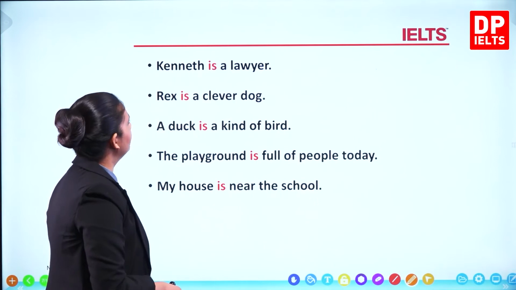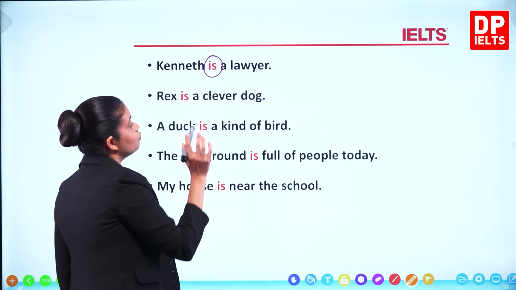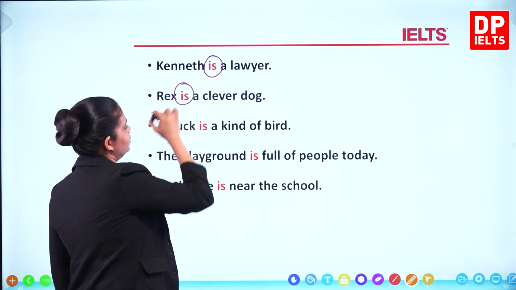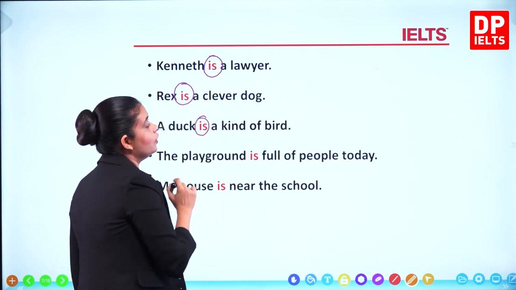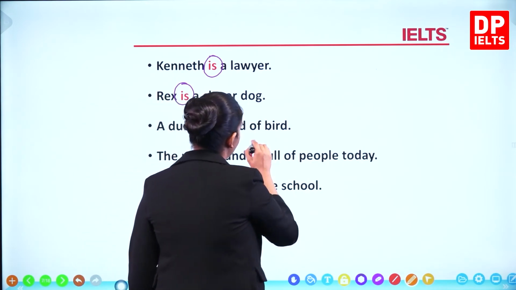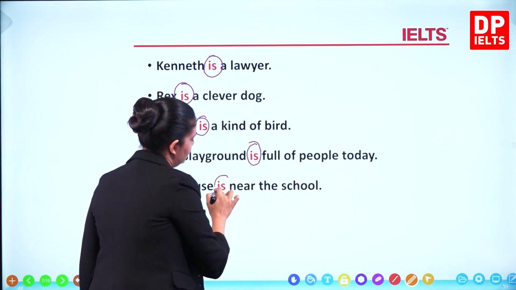Now, Kenneth is a lawyer. Rex is the name of a dog, is a clever dog. A duck is a kind of bird. The playground is full of people today. My house is near the school.